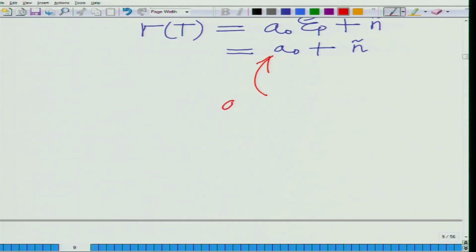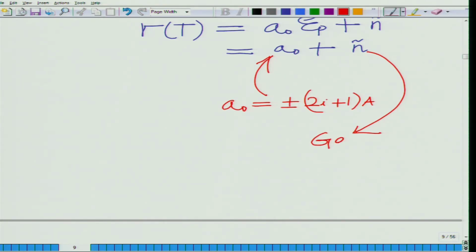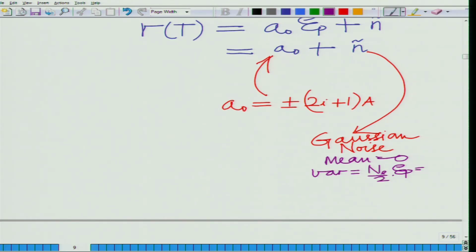The only thing is now A naught equals plus or minus (2i plus 1) A. So, that is the only difference. You still have A naught times Ep, Ep equals 1. This is Gaussian noise. Again, the noise part is exactly the same as BPSK: Gaussian noise, mean equal to 0, variance equals N naught by 2 Ep, where Ep equals 1, this is N naught by 2.